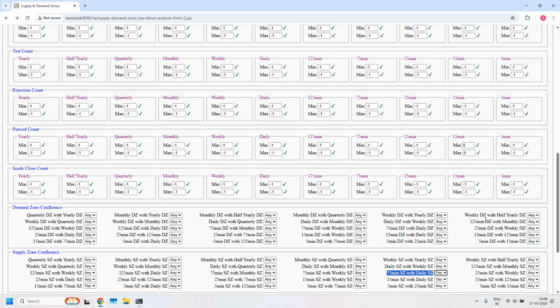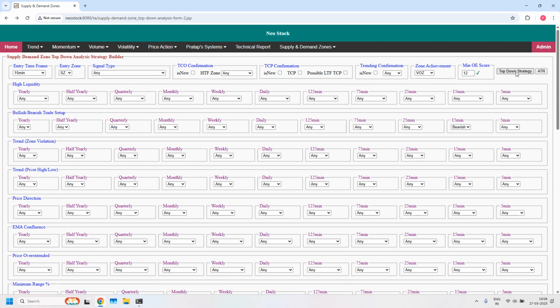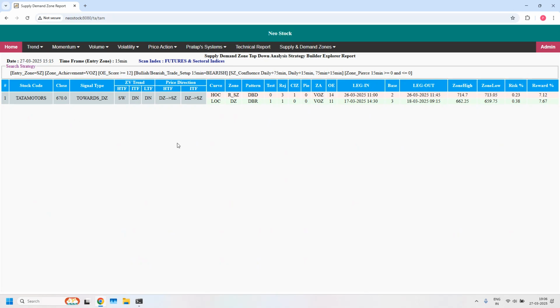With all the three filters enabled, we got only one stock. So in Tata Motors, this 15 minute supply zone overlapped with 75. Both together overlapped with daily supply zone. But daily trend is sideways. Sideways trend, we don't get any advantage for EMA confluence. So we are not checking EMA confluence.